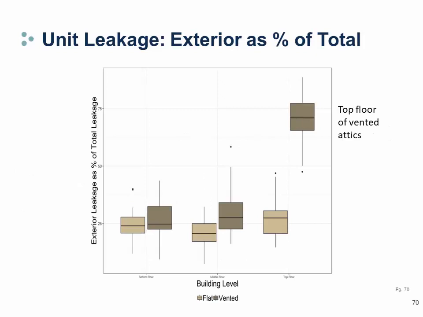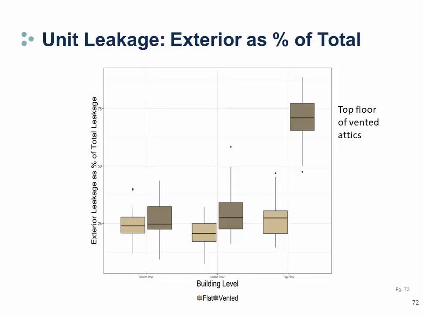This box plot shows all of the tested units broken out by vented versus unvented and also by floor. Notice that the variation in top floor vented attics did normalize a bit as compared to looking at a single building. However, it is still significantly higher than the lower floors in both vented and unvented.